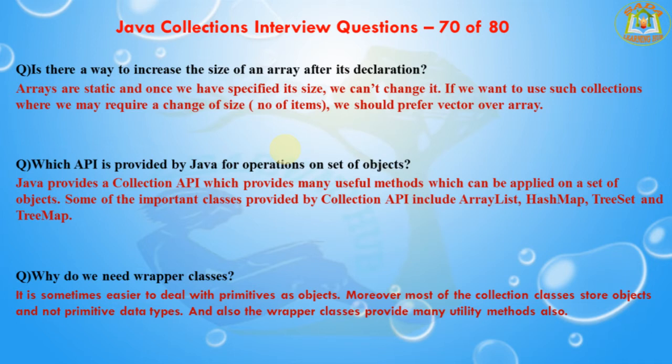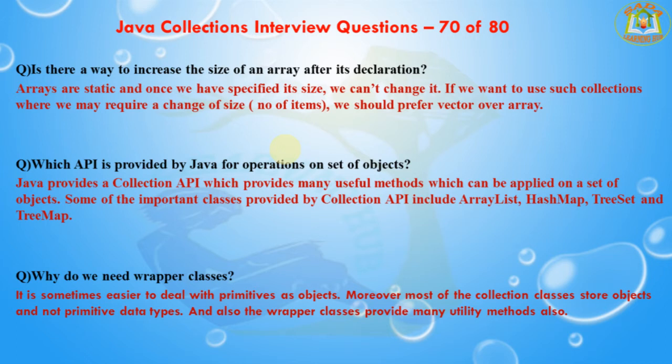The next question is, which API is provided by Java for operations on a set of objects? Java provides a Collection API which provides many useful methods which can be applied on a set of objects. Some of the important classes provided by the Collection API include ArrayList, HashMap, TreeMap, and TreeSet.